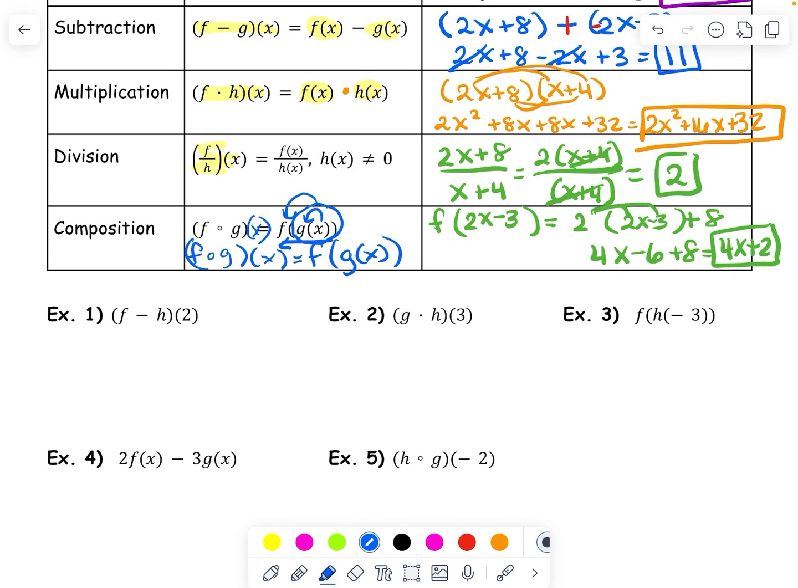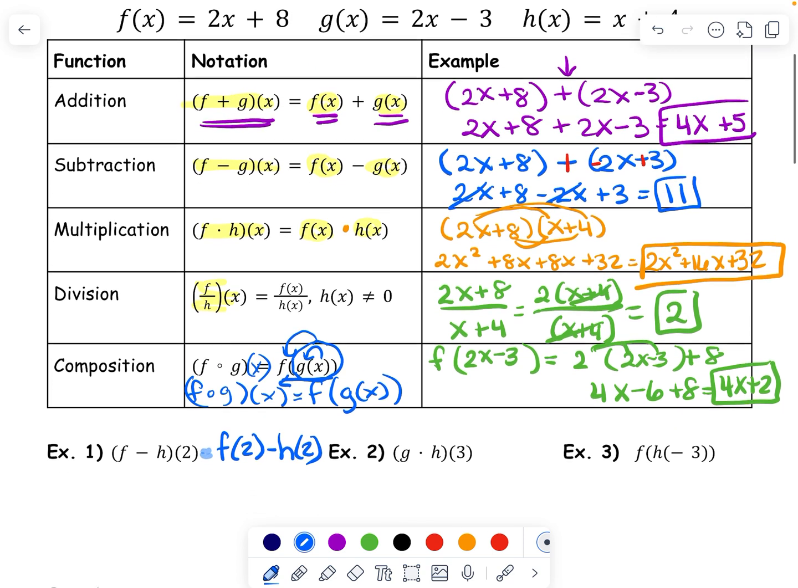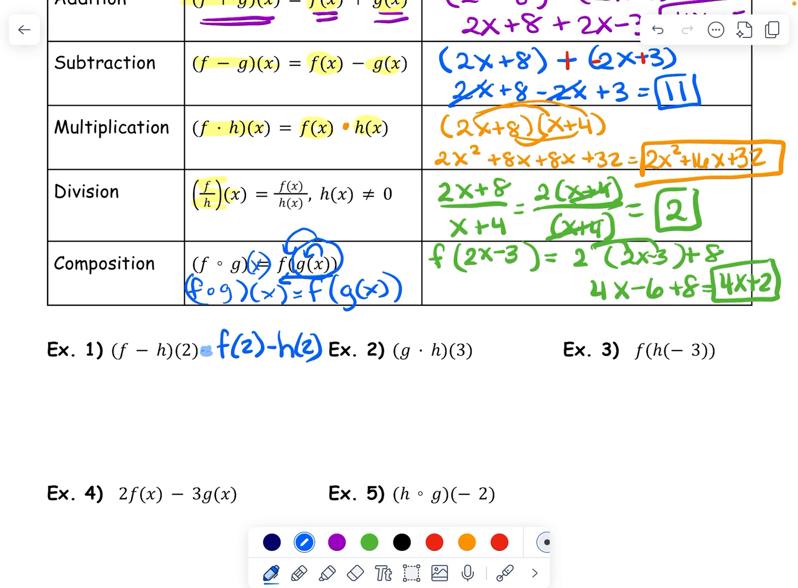So f minus h of 2 is going to be equal to f of 2 minus h of 2. So obviously I need to put the 2 into the f function first, which is 2x plus 8. So 2x plus 8. This is going to be f of 2. We'll put a 2 in, and we're going to get 4 plus 8, or 12. So this is our 12.